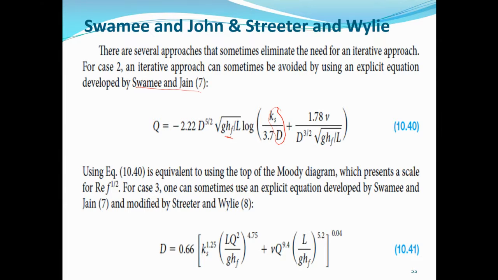So using this equation is equivalent to using the top of the Moody diagram, which represents a scale for Re times f to the power of half. For case 3, one can sometimes use an explicit equation developed by Swamee and Jain, and modified by Streeter and Wylie. That is to find the diameter when we have the flow rate and the head loss.